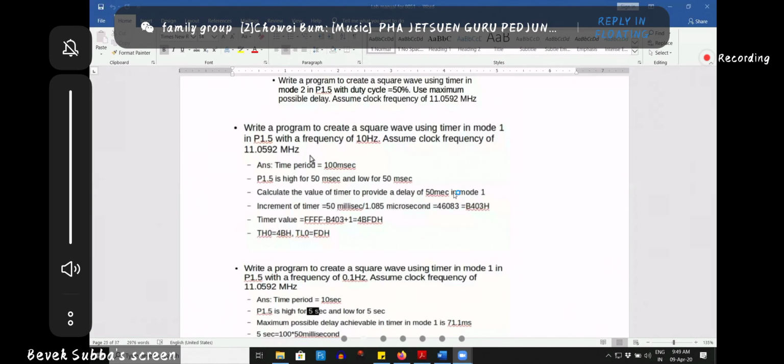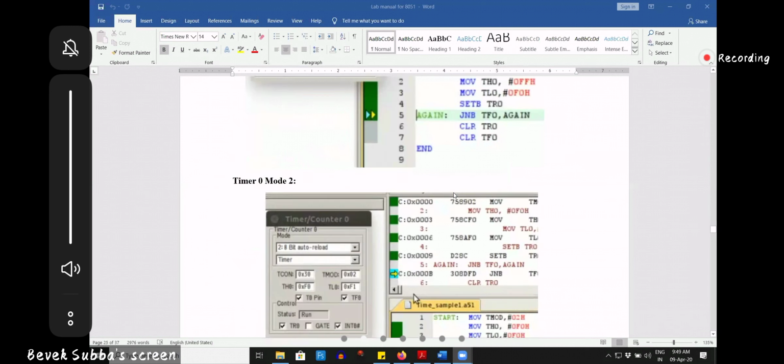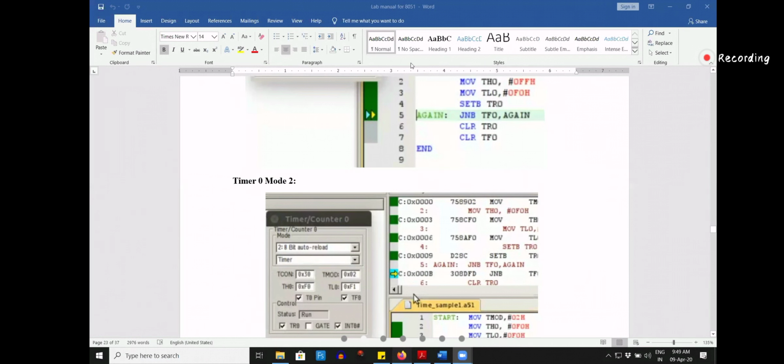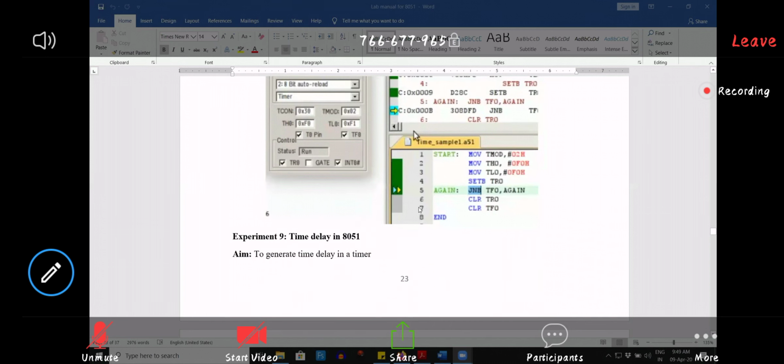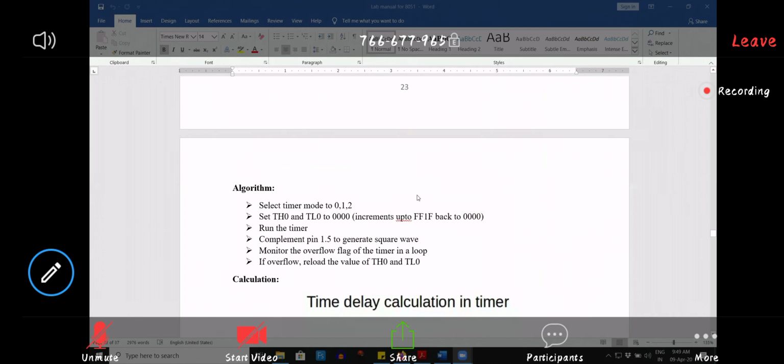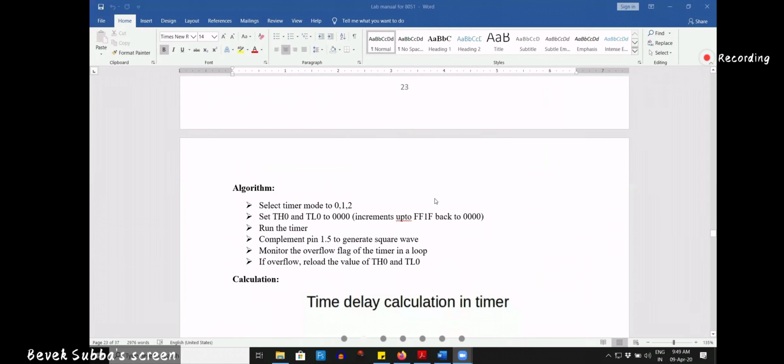Okay, the first part we did in timer was just to understand different modes of timer. Then in the second part, we try to create some maximum delay. Maximum delay of each mode of timer.